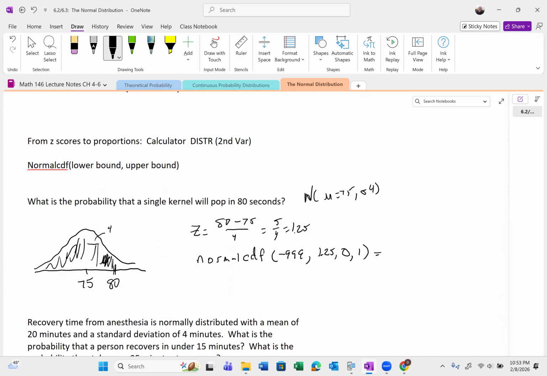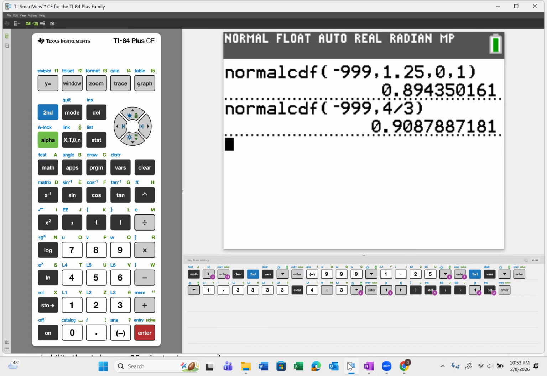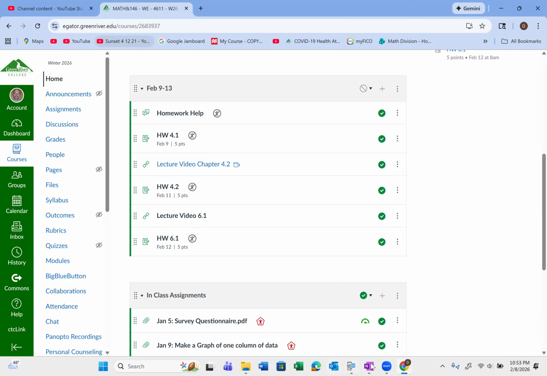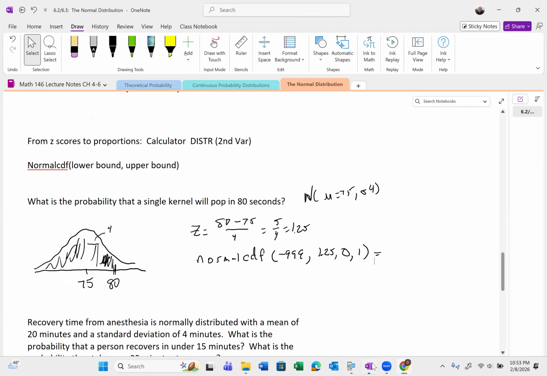And that should give us, well, I think we just calculated that. Should be the same sort of thing. It should give me the 89.4. So 89.4%, 0.894. So 89.4% of the kernels will pop. So that one individual that I look at has an 89% chance of popping, right? So it's the same as the population proportion. The probability is the same as the population proportion.